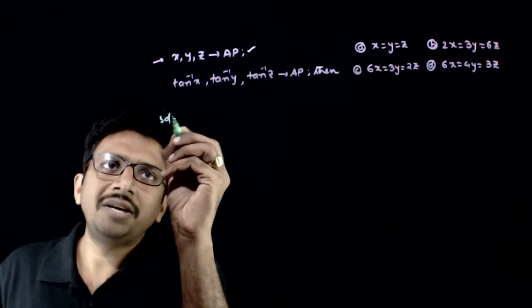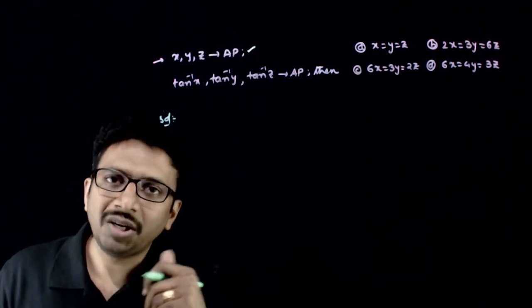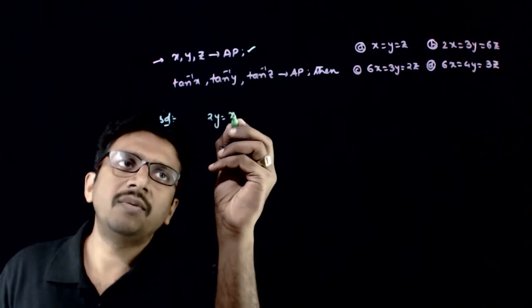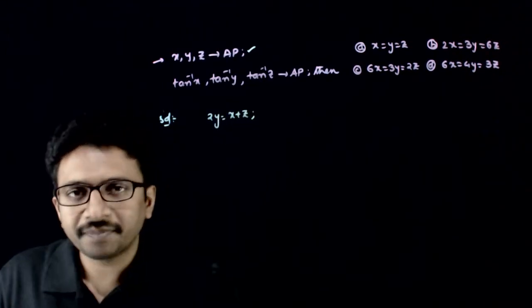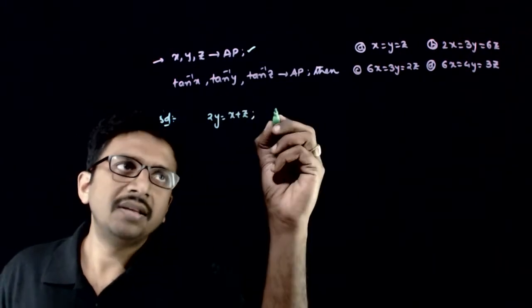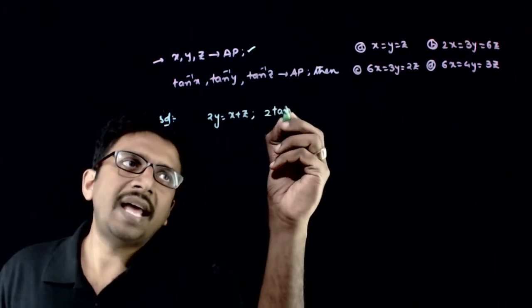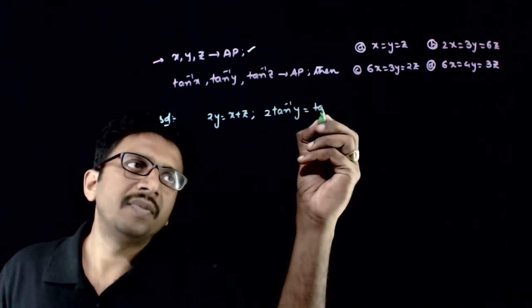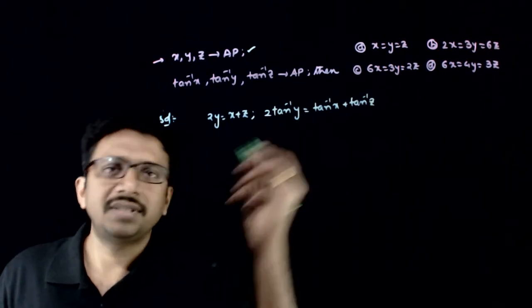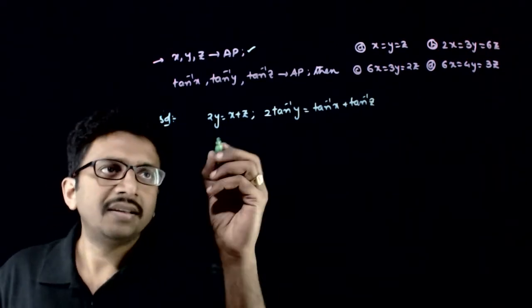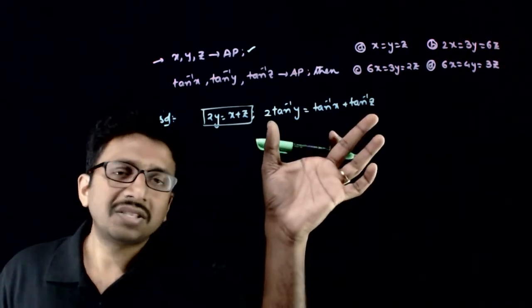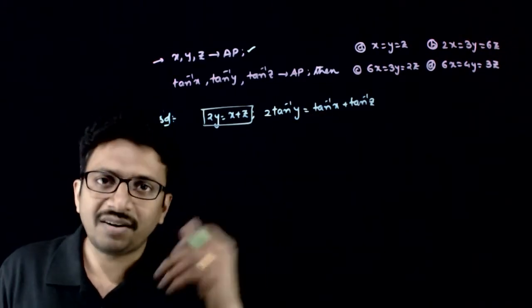So let us try to convert the given information into equations. x, y, z are in AP. That means 2y should be equal to x plus z, right? And tan inverse x, tan inverse y, tan inverse z are in AP again. So 2 times tan inverse y is equal to tan inverse x plus tan inverse of z, right? So this is an equation which is very straightforward. Let us try to convert this equation into a standard form.